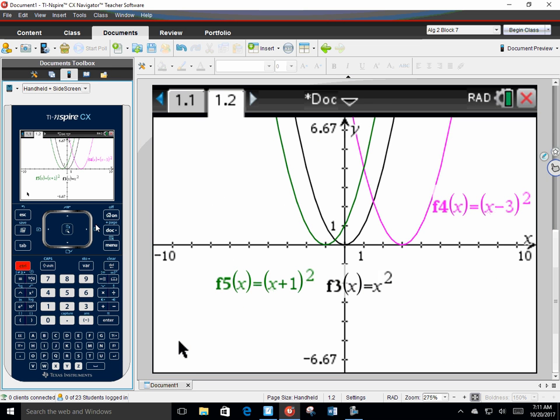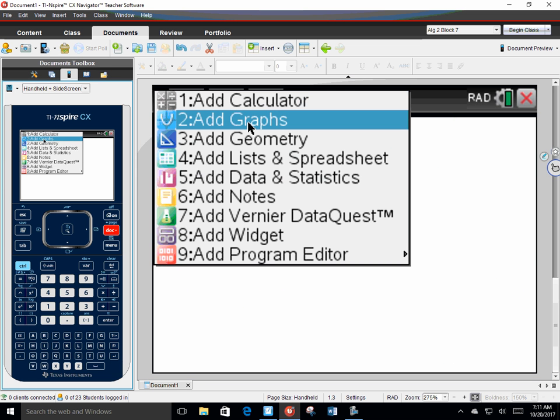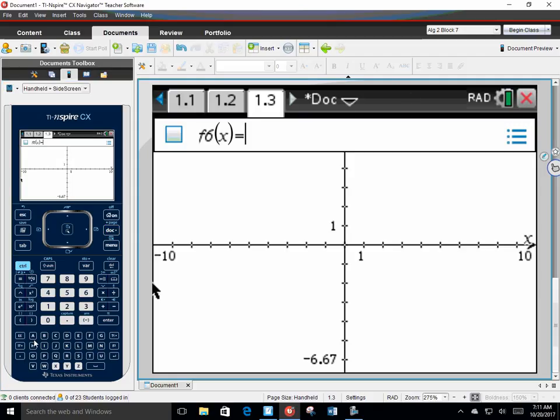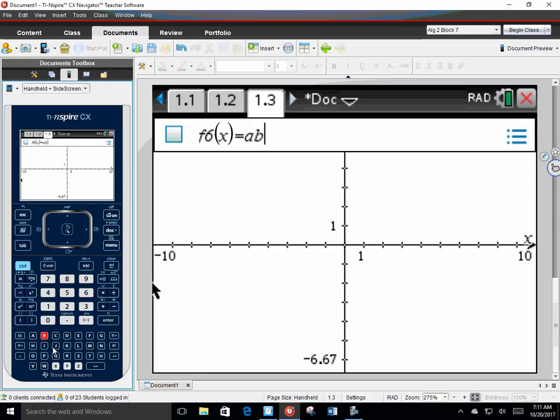So we're going to add a new page here to our document, and I hope you're going to save this document as like 1.7 notes. We're adding a graph here, and let's do absolute value. Remember, we do ABS for absolute value.